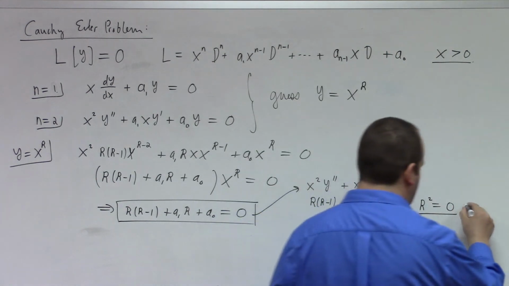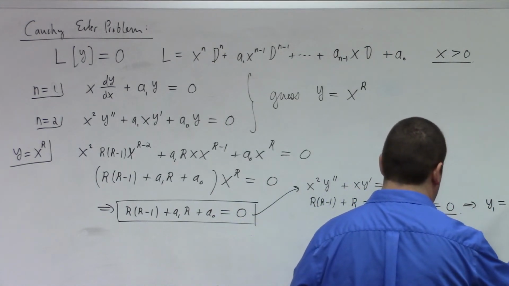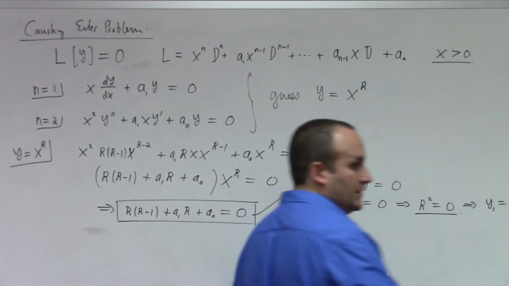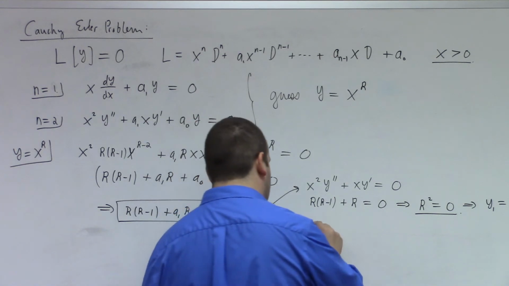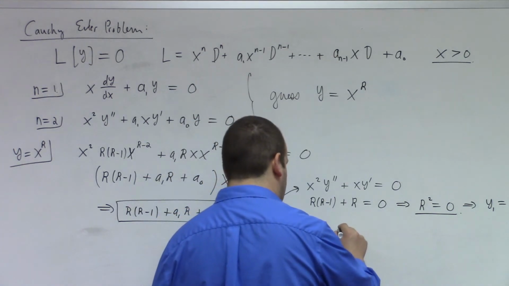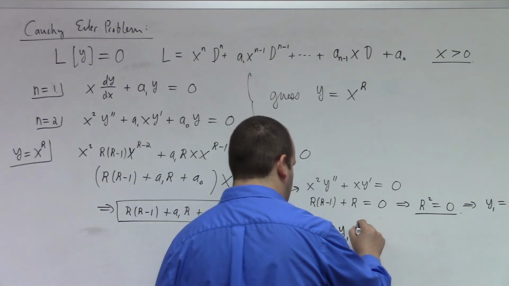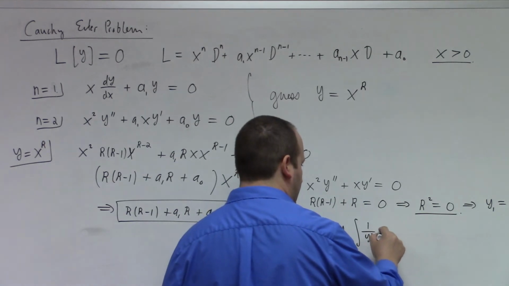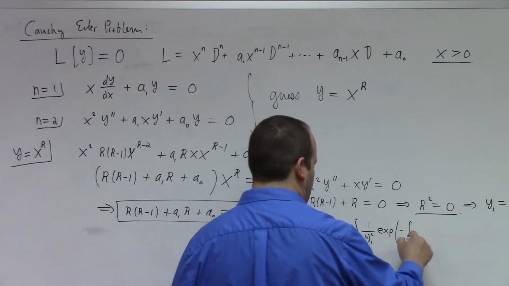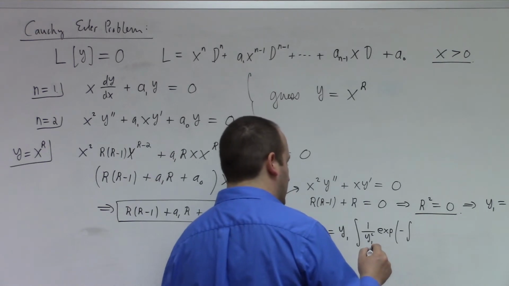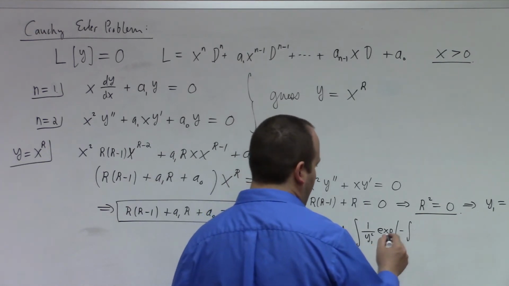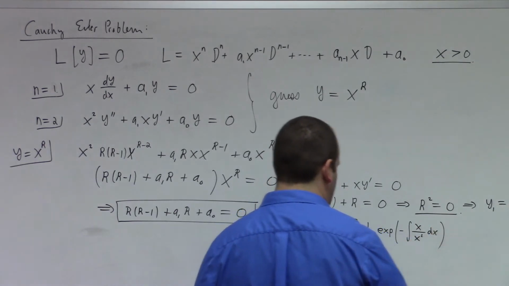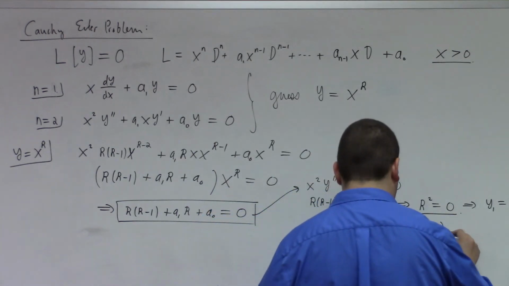So that means that y1 is equal to x to the 0, which is just 1. To find the second linearly independent solution, we do what? It's y1 times the integral of 1 over y1 squared, the exponential of minus the integral of, what was it? Say again? b over a. So x over x squared dx.